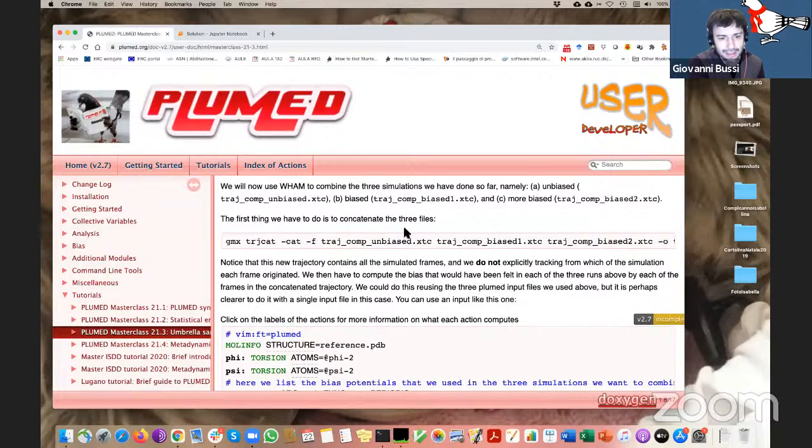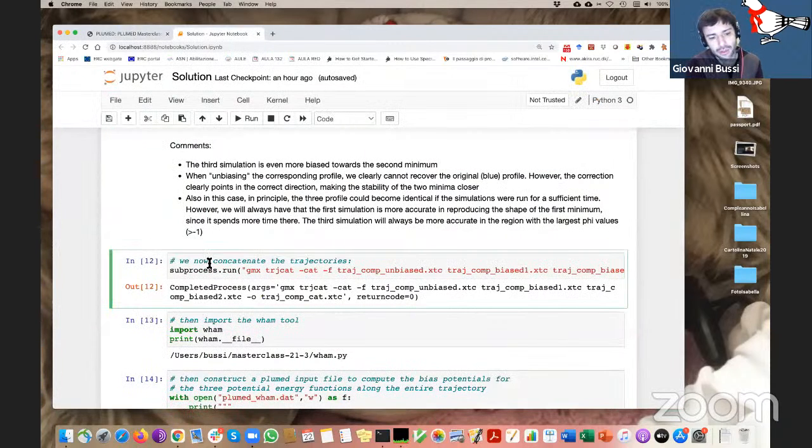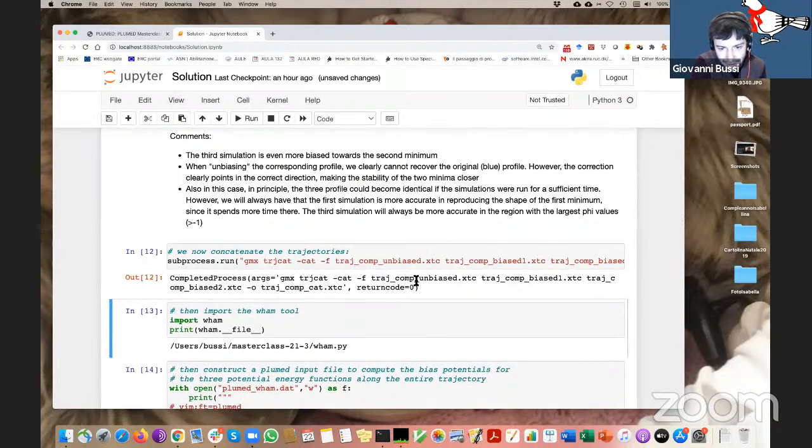Now we are going to concatenate our trajectories. This is the typical way I do WAM analysis. There are different ways. You can also analyze the trajectories separately and concatenate the resulting Culver files as you prefer. You can find the preferred manner depending on your system. Maybe if you don't want to manipulate huge files, it could be convenient to analyze one file at a time and then concatenate them later. But here, this is fine. So I'm just producing a single trajectory, sorry, it's called trajcomp cat.xtc.